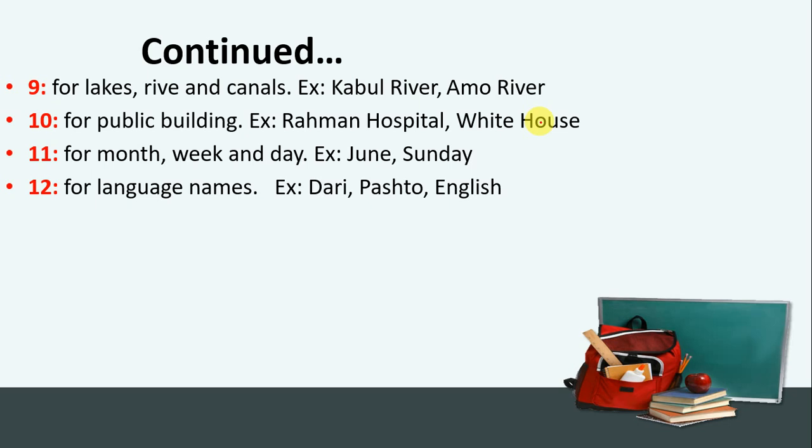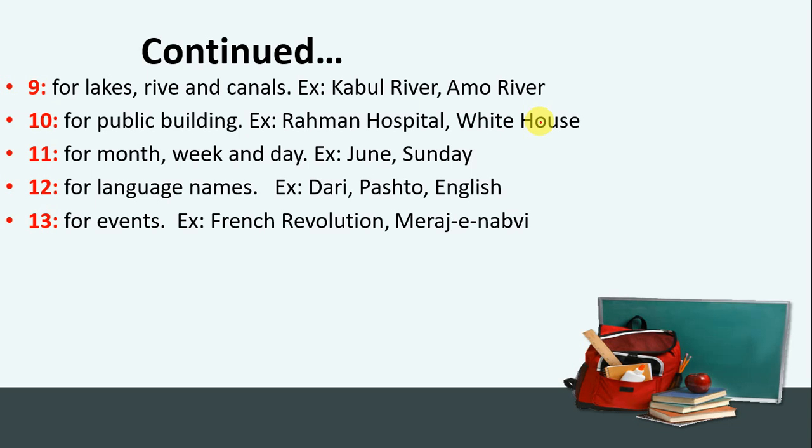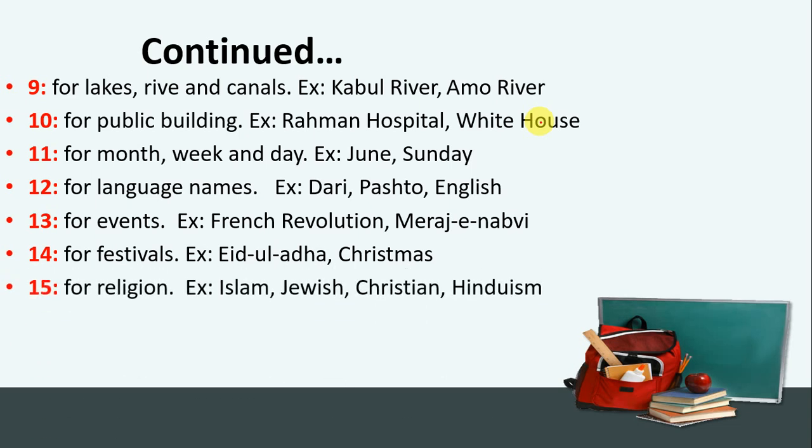So these are all what? These are proper nouns, right? For events we have French Revolution, Miraj Nabawi. For events we have proper nouns, right? For festivals, Eid al-Adha, Christmas. These are festivals, right? We use proper nouns for them. For religion, Islam, Jewish, Christian, Hinduism. So these are all proper nouns.